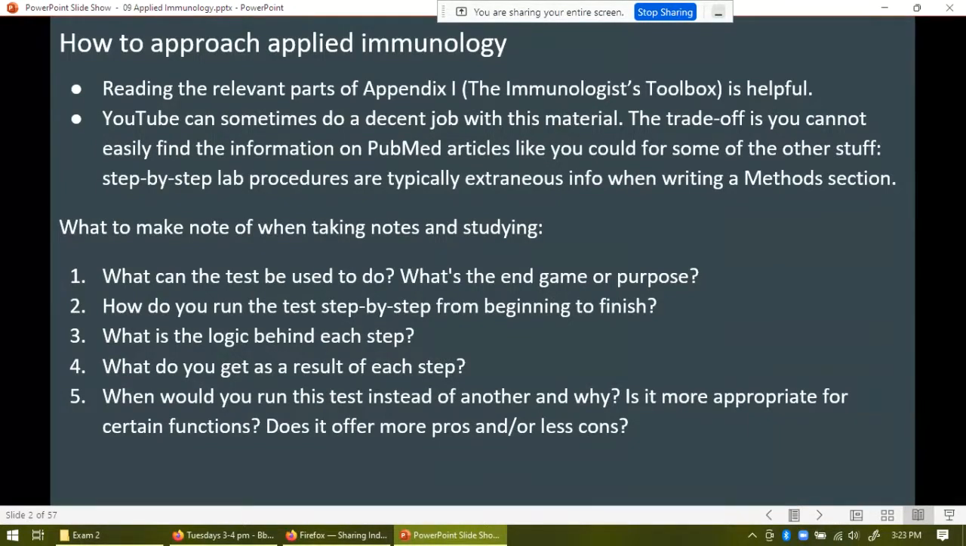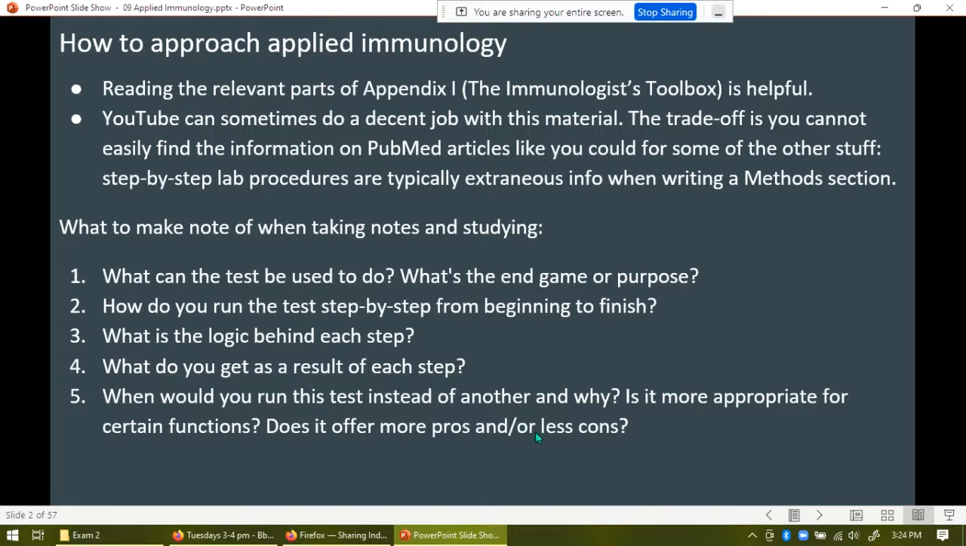Okay. How do you run the test step by step from beginning to finish? That's going to be a good thing to know. If you can answer question 2 for each test, you're pretty much golden. What is the logic behind each step? That can be a good thing to know, but because you don't have any essay questions this semester, number 3 is probably not as high yield. What would you get as a result of each step? Like what's in your flask or what's in your well or whatever you're working with?